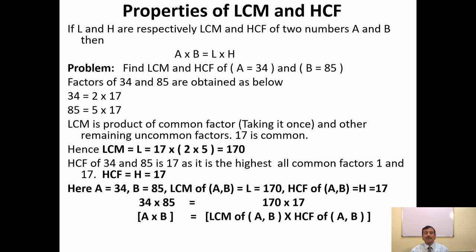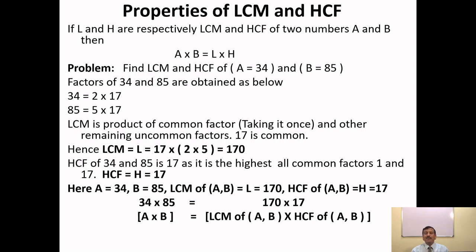Let's see a common example. Find the LCM and HCF of A equal to 34 and B equal to 85. We obtain the factors of 34 and 85 as 2 into 17 and 5 into 17 respectively. LCM is the product of common factors taken once and all other uncommon factors. Here the common factor is 17, so we take 17 once multiplied by, in brackets, the product of uncommon factors 2 into 5. So our LCM is 170.